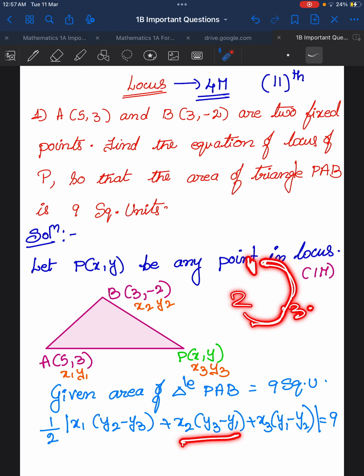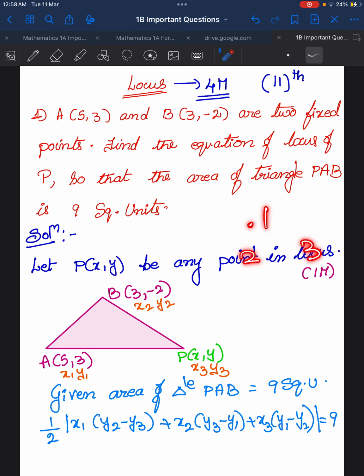If you start with 3, what happens? 3, 1, 2. Always remember 1, 2, 3 and take in cyclic order. After 1 you take 2, 3. After 2 you take 3, 1. After 3 you take 1, 2. Like this: 1, 2, 3; 2, 3, 1; 3, 1, 2. You can remember the formula easily: x1 into (y2 minus y3) plus x2 into (y3 minus y1) plus x3 into (y1 minus y2). This is the formula for the area of a triangle.